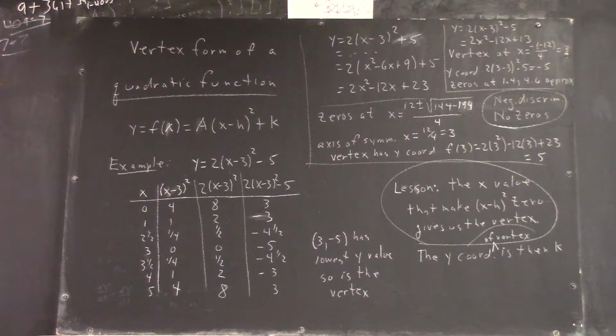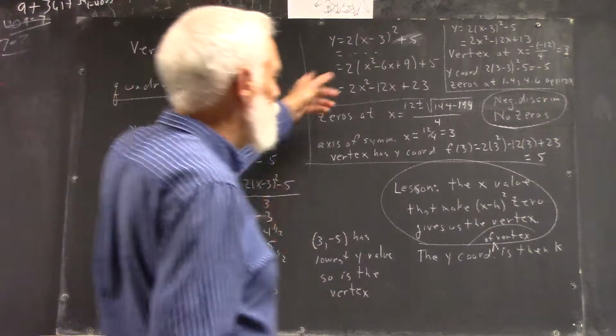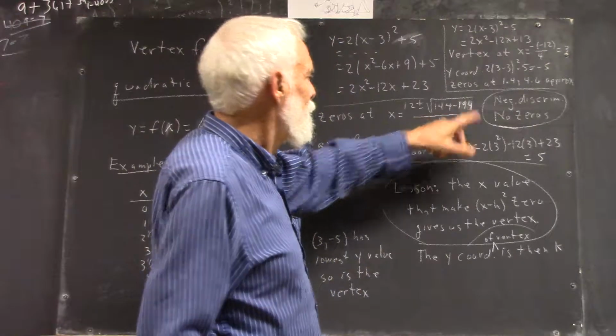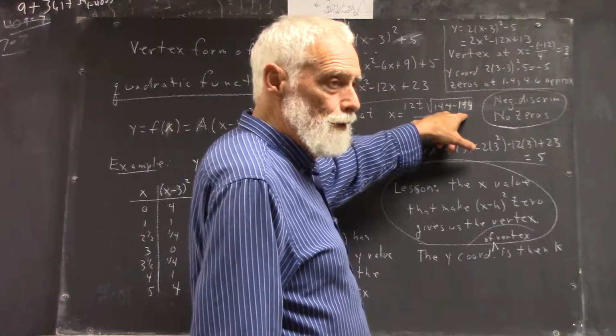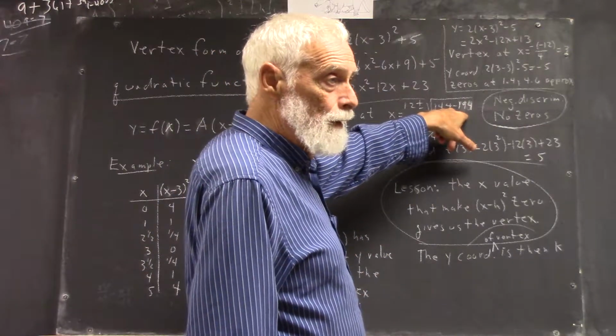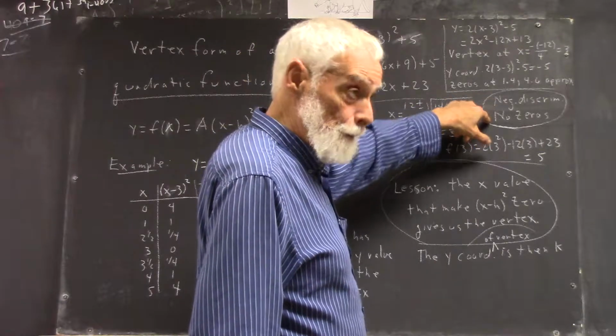Okay, so now I made a mistake here. I won't even say what I did, but it should have been negative 194 here. So we would not have gotten zeros here.